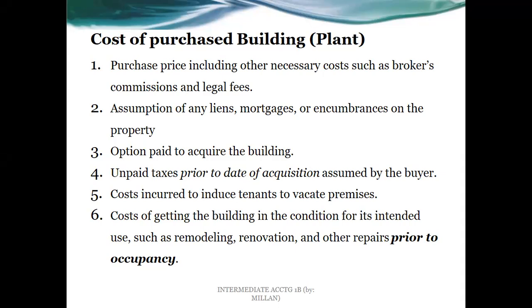We have to take note that land is under property while plant is, of course, still part of PPE, but building. Then we have our items for the costs. So let's proceed. We have number one, purchase price. That includes other necessary costs, such as brokers' commissions and legal fees. So same as land in part 1A. Then number two is the same, as well as numbers 3, 4, and 5.